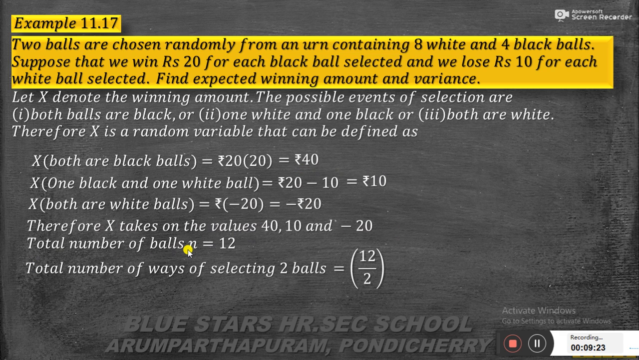The total number of balls is n equal to 12. Total number of ways of selecting two balls means we choose two balls out of 12. So that means 12C2. Here it is C2, not division, 12C2.